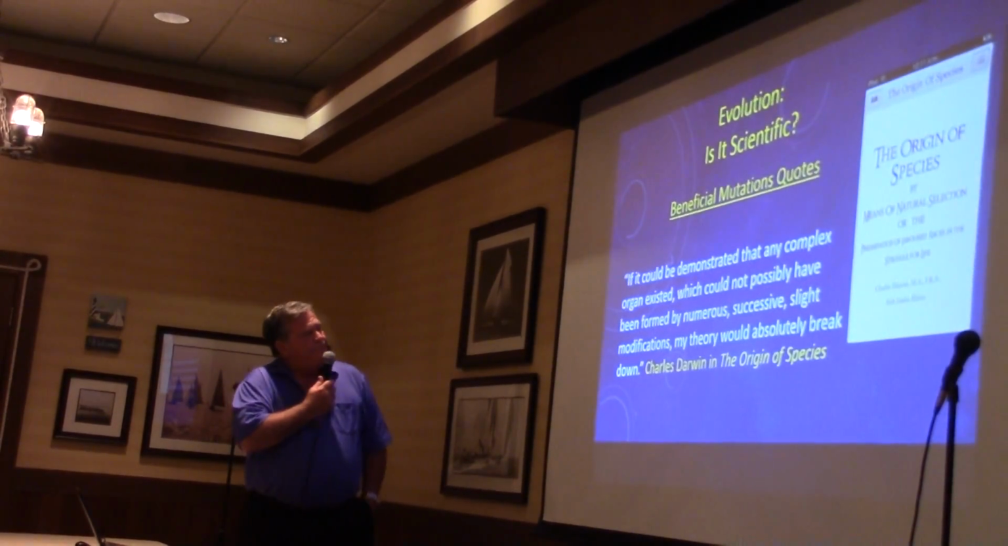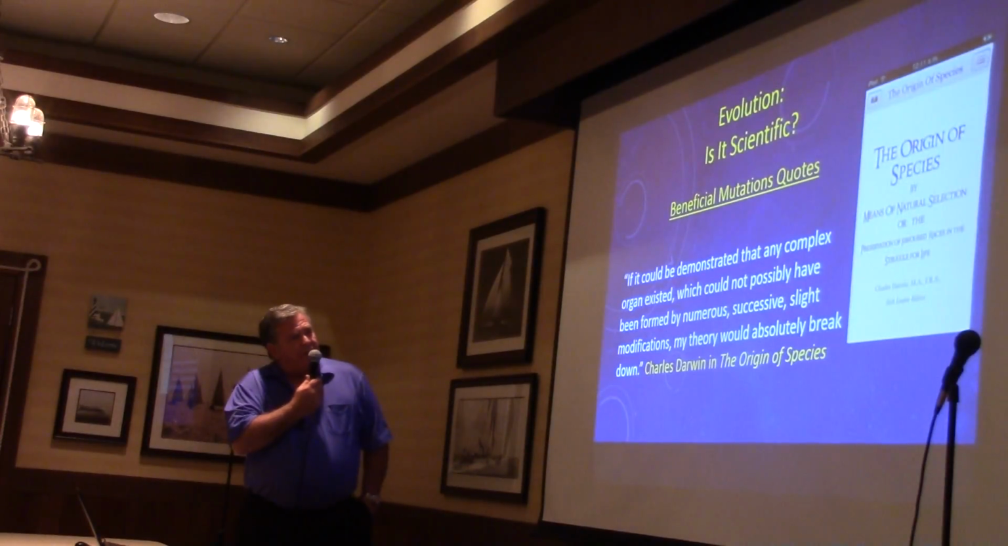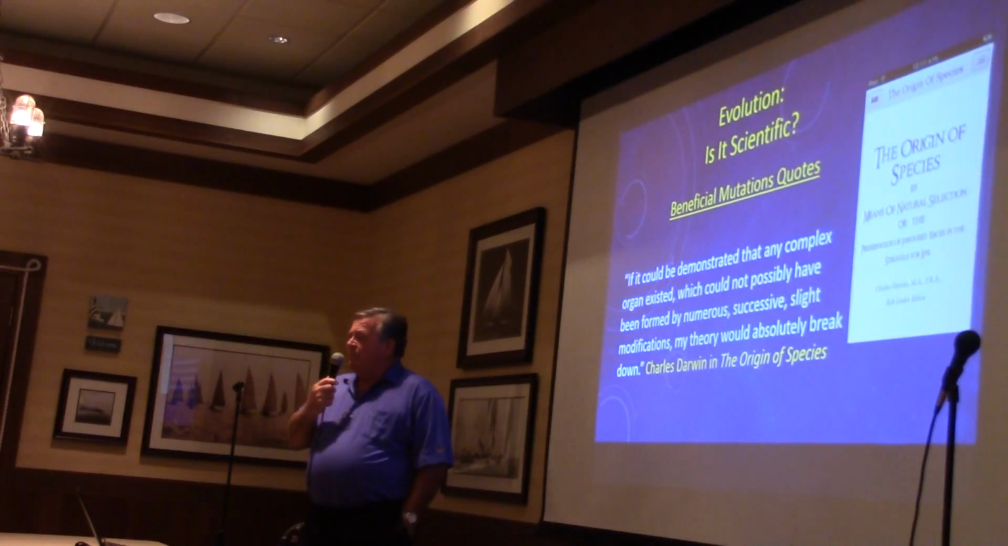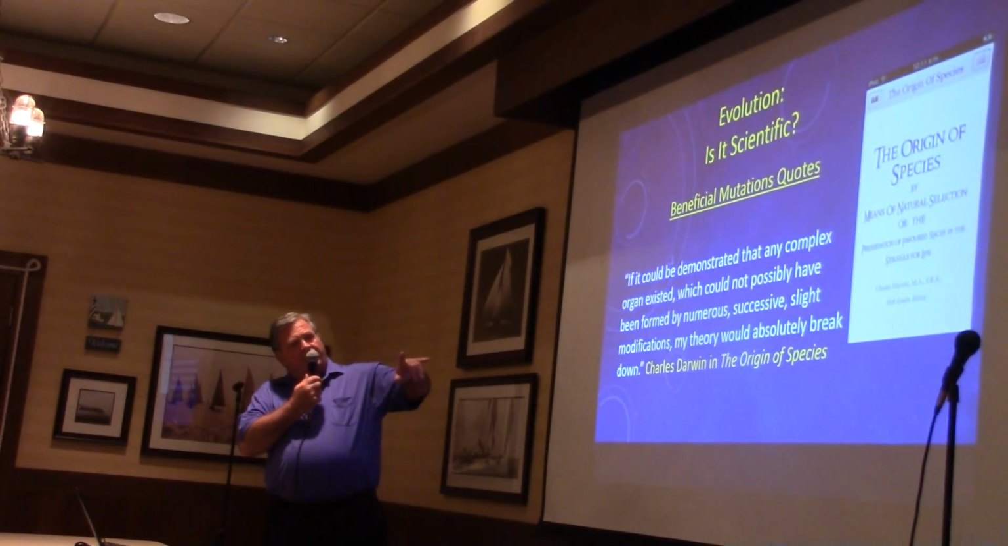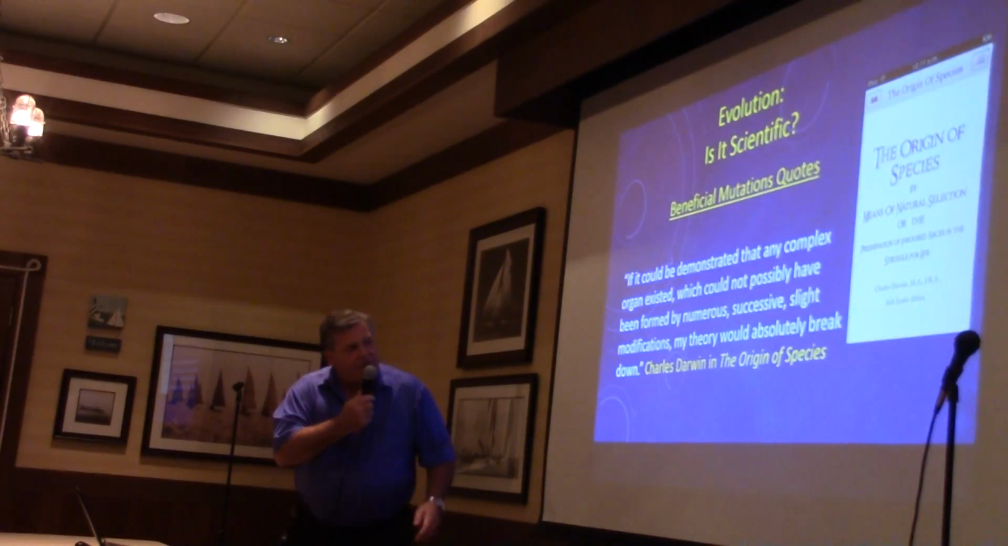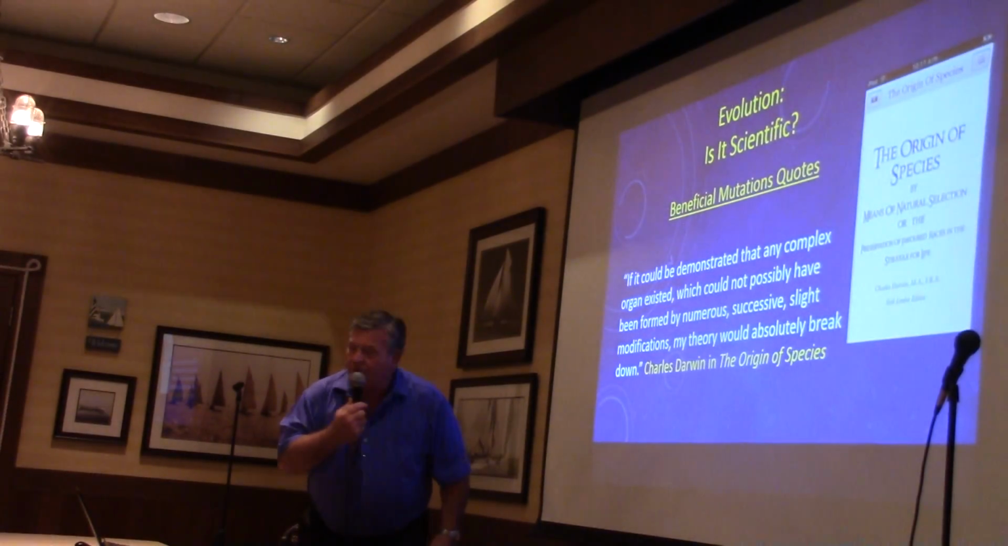Quote: If it could be demonstrated that any complex organ existed which could not possibly have been formed by numerous successive slight modifications, my theory would absolutely break down. That's Charles Darwin in the Origin of Species. By the way, I don't know if you knew this or not, I've said this before, there's a copy of the original. It says, Origin of Species by Means of Natural Selection, or the Preservation of Favoured Races in the Struggle for Life.